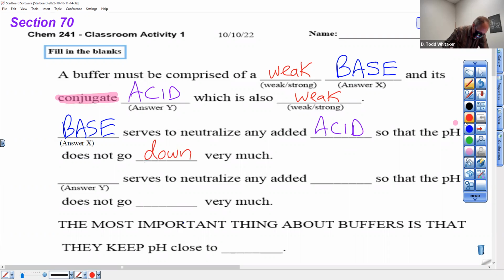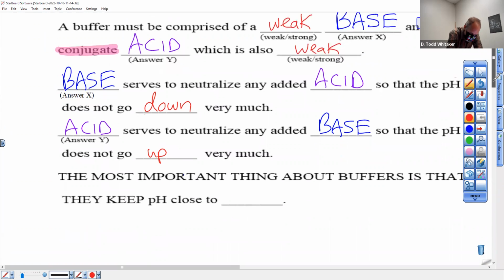And what about the other part? Answer Y was acid. Acid serves to, so we've got an acid in the buffer, serves to neutralize any added what? Base. Normally when you add a base, what happens to pH? Goes up. The buffer is going to make sure it doesn't go up very much. We're talking very small changes, very, very little changes.